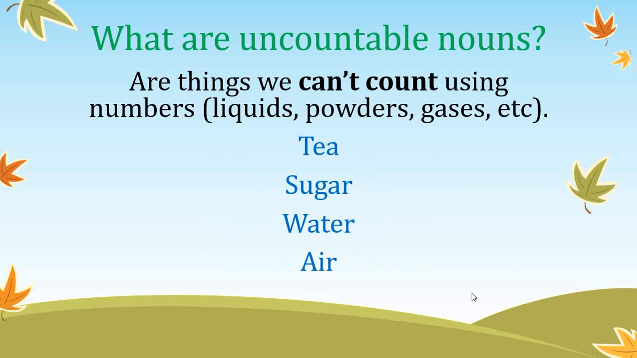And what are uncountable nouns? Uncountable nouns are things that we can't count using numbers. Generally, they are liquids, powders, gases, etc. For example, tea, sugar, water, air, etc.